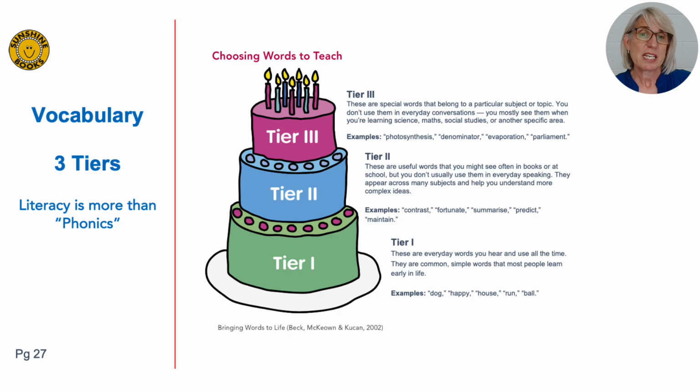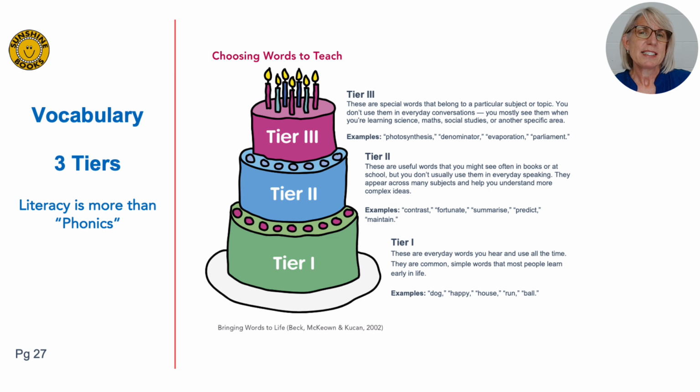So examples of Tier 3 words could be photosynthesis, denominator, evaporation, parliament. Tier 2 words are useful words that you might see often in books or at school, but you don't usually see them in everyday speaking. They appear across many subjects and help you understand more complex ideas. So examples like contrast, fortunate, summarise, predict, maintain. Tier 2 words are the ones that we would generally choose to teach explicitly.